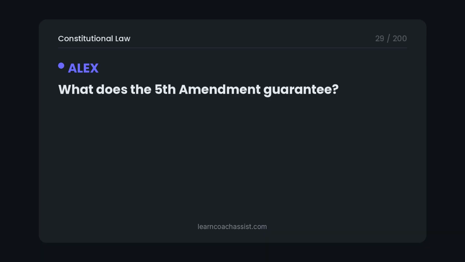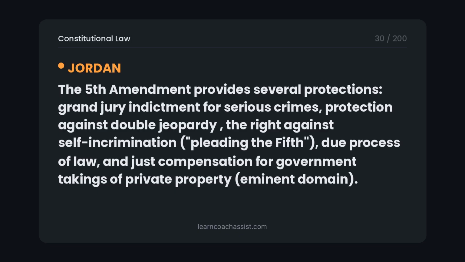What does the Fifth Amendment guarantee? The Fifth Amendment provides several protections: grand jury indictment for serious crimes, protection against double jeopardy, the right against self-incrimination, pleading the fifth, due process of law, and just compensation for government takings of private property, eminent domain.